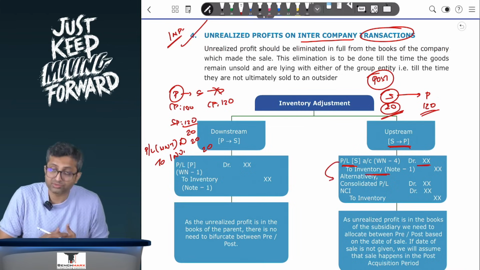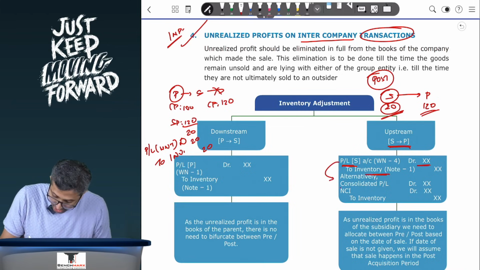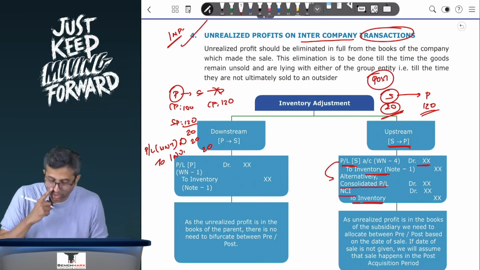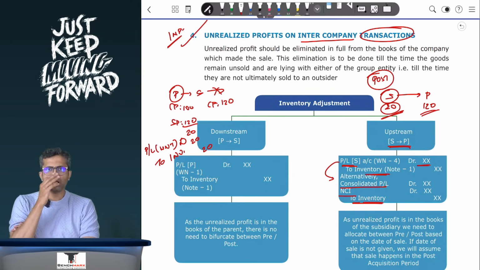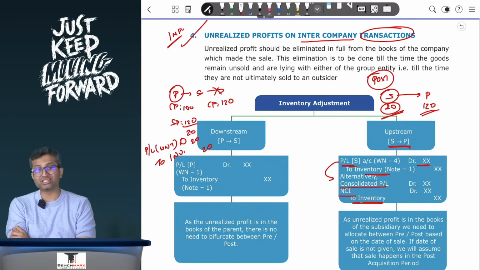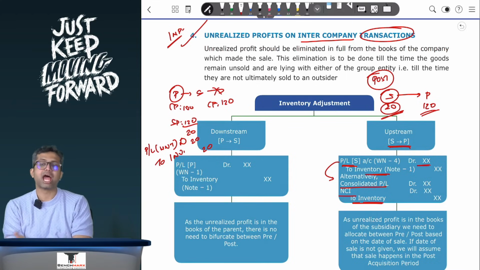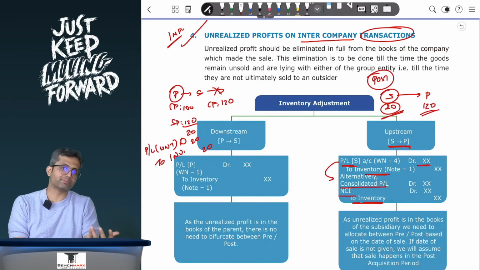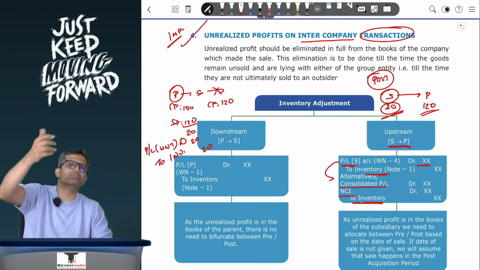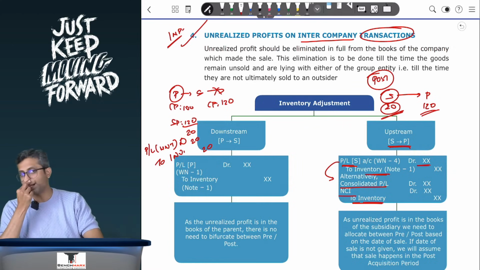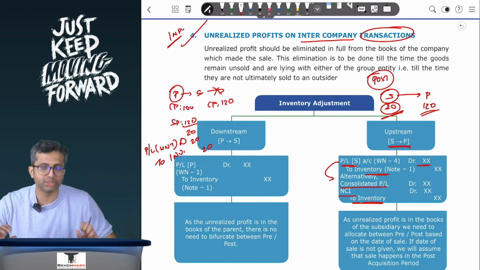Alternatively, remember P&L of the subsidiary is attributable to both parent and N.C.I. Consolidated P&L account debit, N.C.I account debit, to inventory. So let us say 20 rupees of the post profit. Let's say your total post profit was 100 rupees. We say 20 rupees out of that is attributable to this unrealized intercompany transaction, which means when you eliminate the 20, you are reducing 20 rupees, 70% share is for the parent, 30% share is for the N.C.I, and hence effectively when you debit the P&L of the subsidiary by 20, 70% of that, that is 14 rupees, will effectively be reduced from the consolidated P&L, and 30% of that, let's say 6 rupees, will effectively be reduced from the N.C.I.